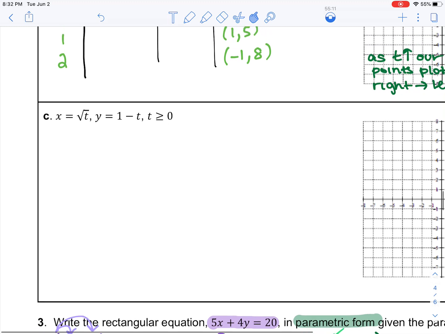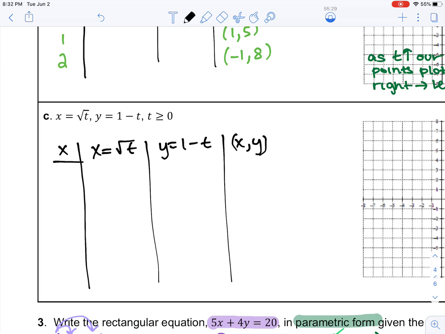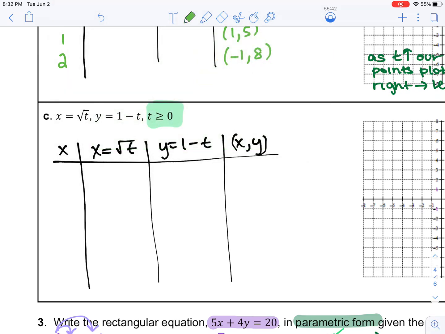Okay, so part C is our last example for this video. We're again, just like before, going to organize our information into a table that will help us plot our XY coordinates. And here we have a little bit of a different restriction on t, right? Here we're told that t has to be greater than or equal to 0. Okay, so we have to consider t values that are 0 or positive. So let's go ahead and start with 0.